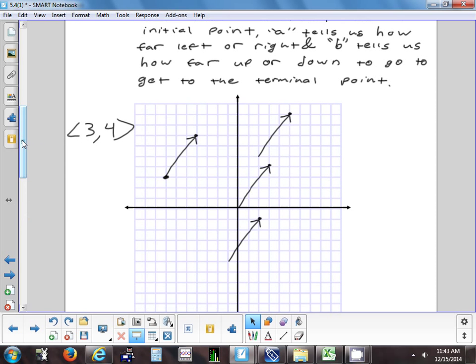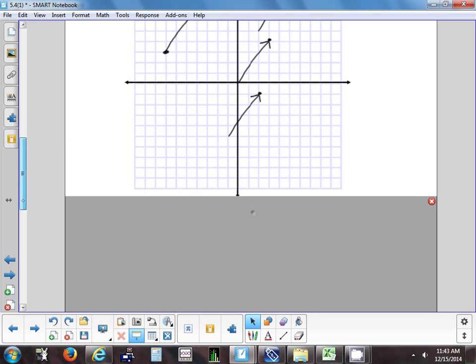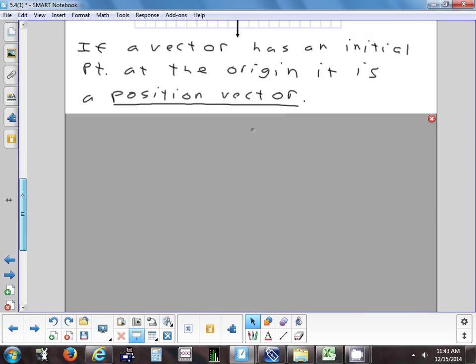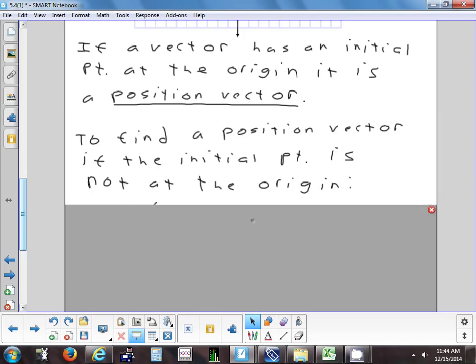So I want you to think of this notation as what we call a relative notation. It tells you the horizontal and vertical component, but it doesn't really tell you where to put it. Okay? But if it does start at the origin, that's called a position vector. So if your initial point is at the origin, that's a position vector.